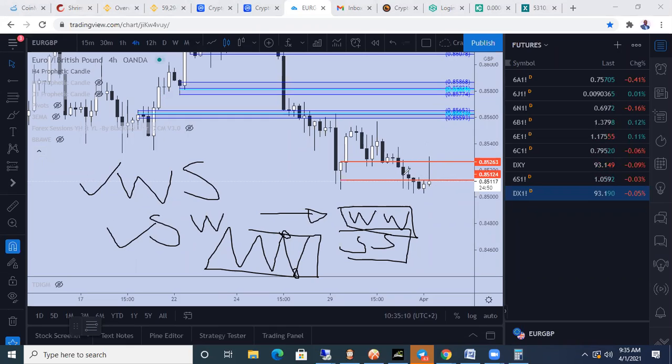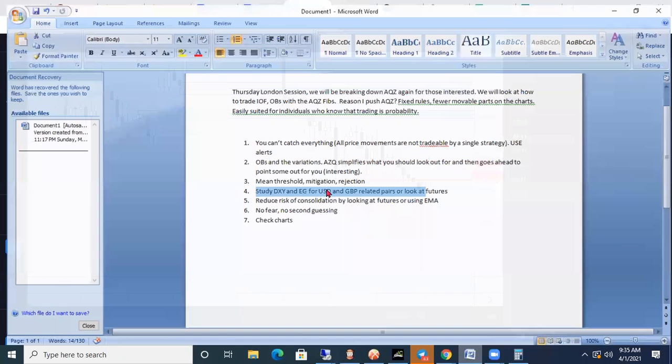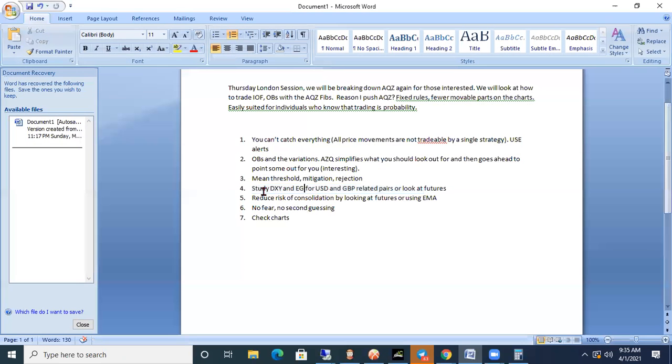So if you know the pair that is stronger amongst the two, and DXY is also strong, you simply eliminate the strong one and pair the weak one against DXY, and you have an explosive pair to trade for that week. Right? So I think, again, if you watch the video, you might just get that clearly. So you look at DXY and EG for USD and GBP related pairs, or you simply look at the futures.